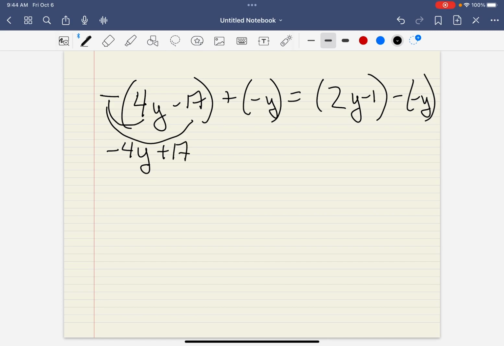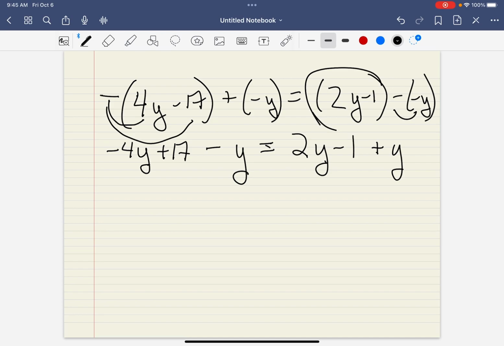There's no, that's a letter. It's a letter. Plus times negative is minus y. And over here, there's nothing in front of this, so it just comes out the same. And then negative times negative is positive y. All right, so add like terms on both sides. There's a y and a y, a y and a y. So negative 4y minus 1y is minus 5y plus 17 equals 2y plus 1y is 3y minus 1.